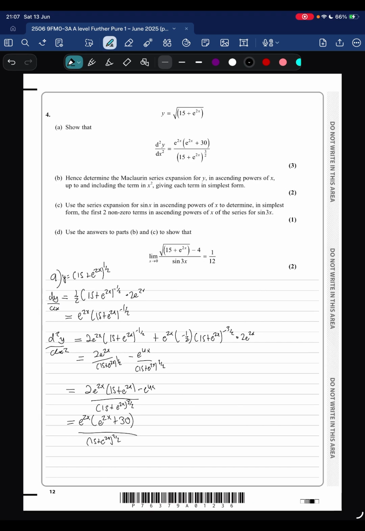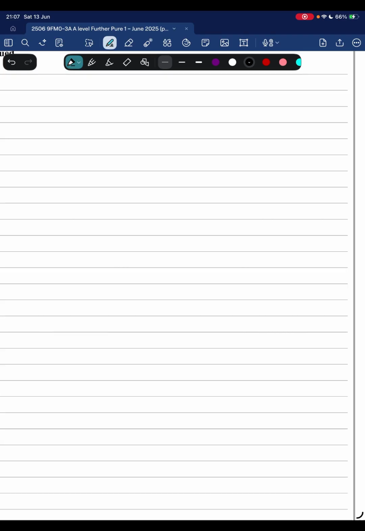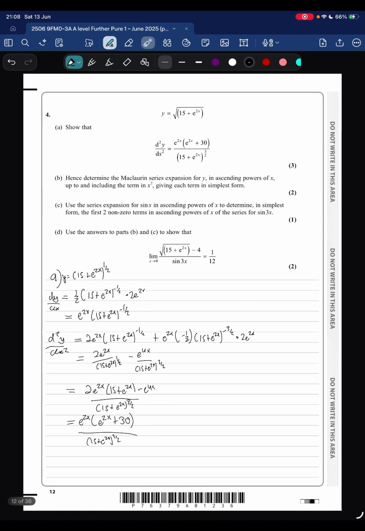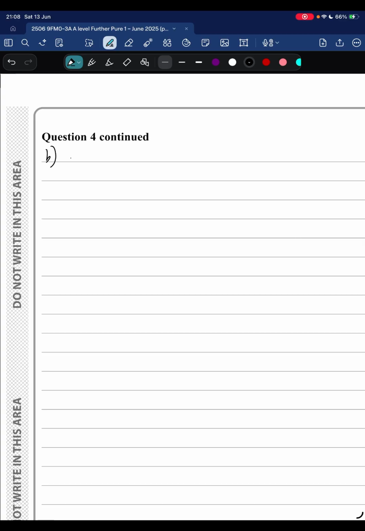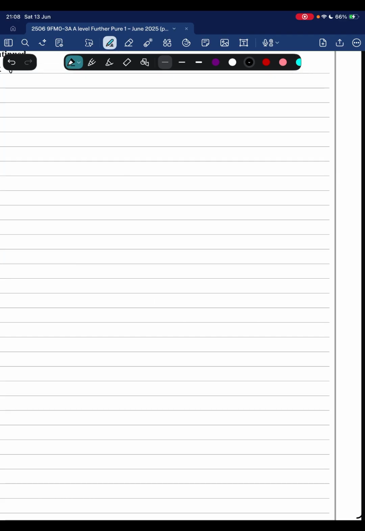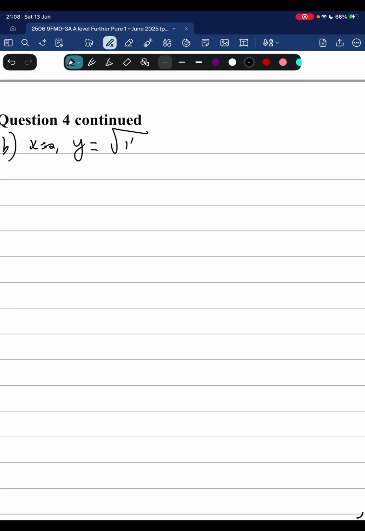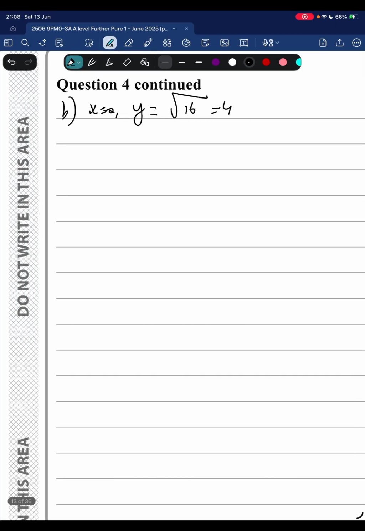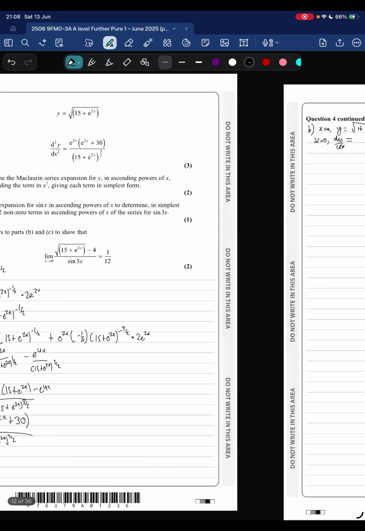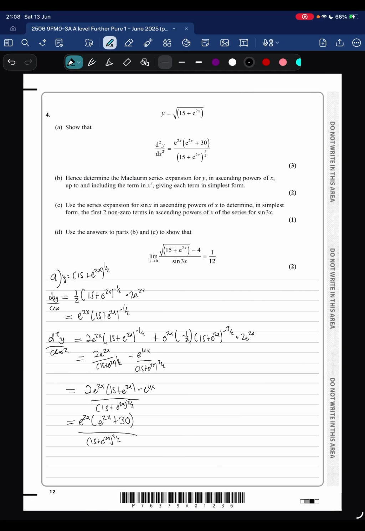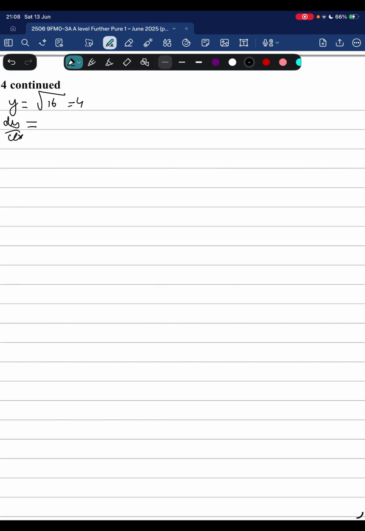So we want to determine a Maclaurin series for this. So we want to find y of 0 firstly. So plug in 0 here. X equals 0, y equals square root of 15 plus 1, which is 4. X equals 0, dy by dx equals 1 over 4.